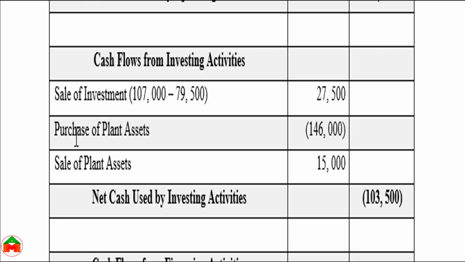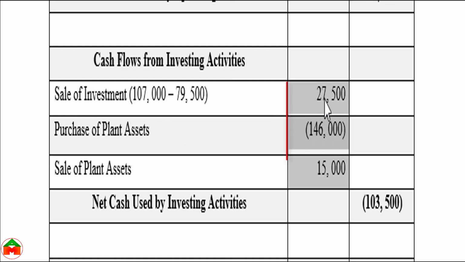Let's get back to the solution. Here we can see we have written purchase of plant asset. It's the outflow. The amount of purchase is 146,000. We have written it in brackets to show that it's an outflow. And there is another item, sale of plant asset. This is the inflow. The amount of inflow is 15,000. In this cash flows from investing activities, sale of investment is an inflow, purchase of plant asset is an outflow, and sale of plant asset is an inflow. If we adjust these three items, inflow, outflow, and inflow, the ultimate balance will be 103,500.